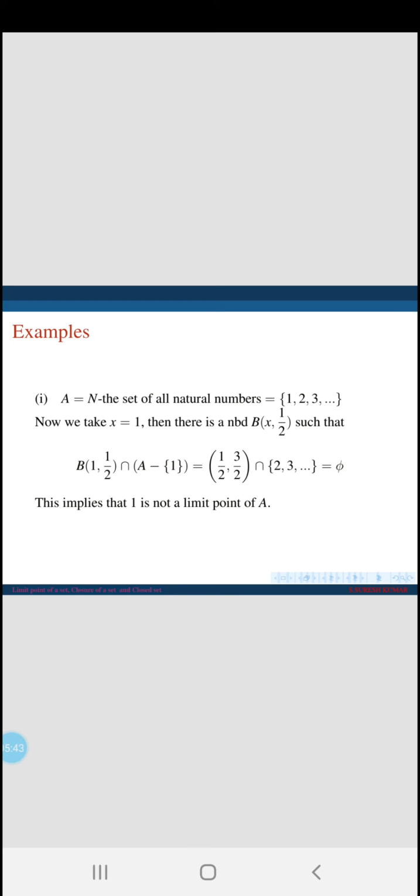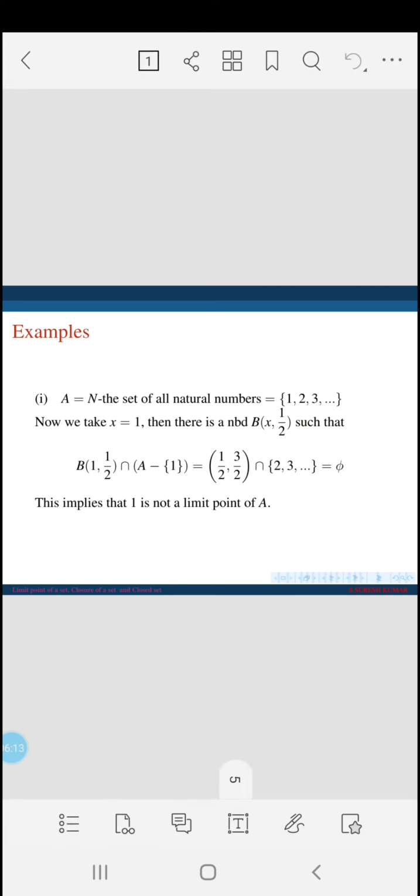A difference singleton 1 means remove 1 from A, that is A difference 1 is equal to the set 2, 3, etc. Clearly we can see that the intersection of these two sets is empty, since the open interval 1/2 comma 3/2 contains the natural number 1 only. Therefore their intersection is equal to phi. This implies that 1 is not a limit point of A.